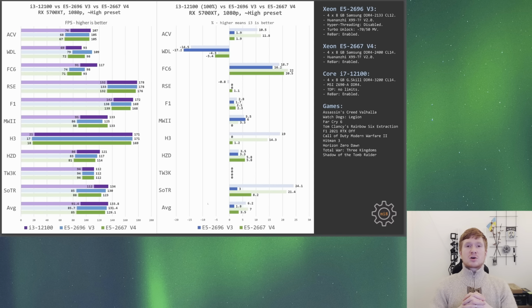So, here are the gaming results testing E5-2696 V3, E5-2667 V4, and Core i3-12100. On the screen you see two graphs. The one to the left is a standard FPS graph, and the one to the right is the additional graph which is demonstrating how much faster or slower Core i3-12100 is compared to the Xeon E5 CPUs.